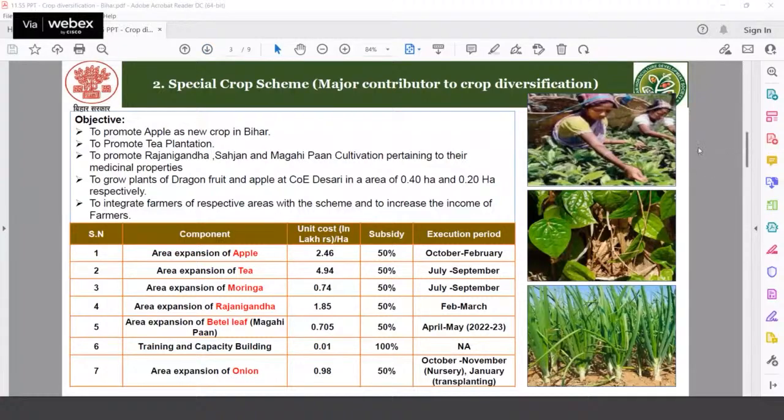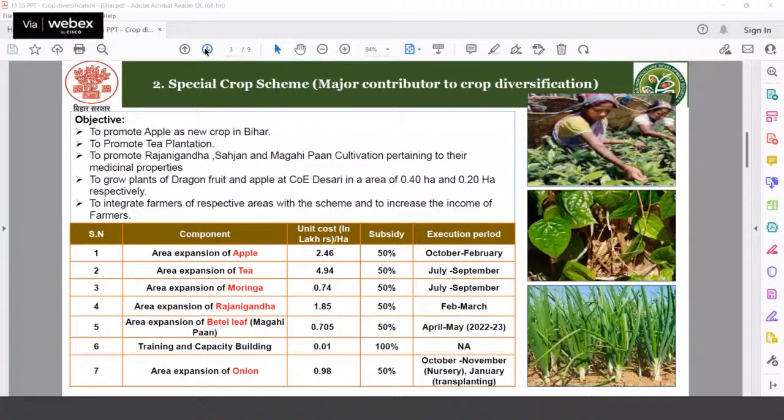We have a special crop scheme which contributes majorly towards crop diversification. We have covered apple through this, which would have been unheard of in Bihar, but we have a unique variety which is now being promoted in a few selected districts with this special scheme. Many people don't know that Kishanganj district in Bihar has a very good production of tea. So we have now brought this tea plantation scheme for the state as well. We are also promoting Rajnigandha, Sehjan, which is a niche crop for us, and of course Maghi pan cultivation.